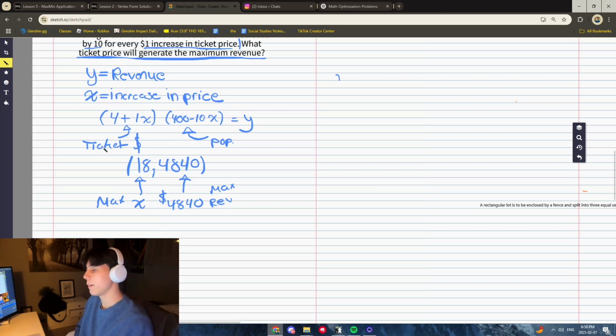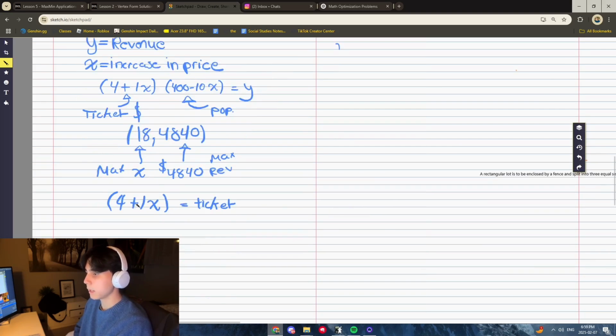So we're going to notice that we set one of our brackets earlier equal to the ticket price. And that bracket was 4 plus 1x. Okay? And that is equal to ticket price. And since we found the optimal value of x for our revenue to be maxed, all we have to do is plug in the optimal increase, the x value of the vertex, in other words, into our ticket price bracket. So what that means is you do 4 plus 1 times 18 in this case.